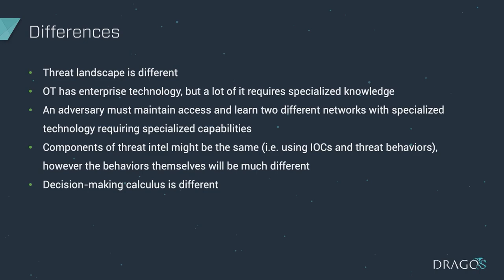That means as defenders and threat intelligence practitioners, we can provide information to these guys and say, hey, look for these types of TTPs, look for these threat behaviors, and then you have more time to identify this potential threat and kick them out before they can do anything disruptive. Components of threat intelligence might be the same. For instance, you have your indicators of compromise and threat behaviors, a lot of stuff that we've been talking about all day. But the behaviors themselves are going to be a lot different.